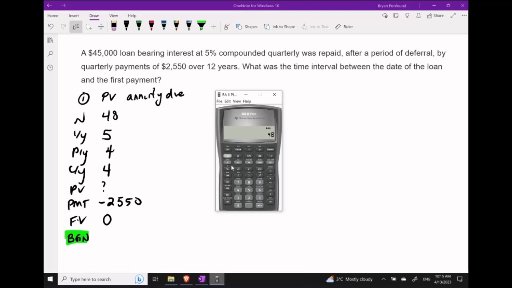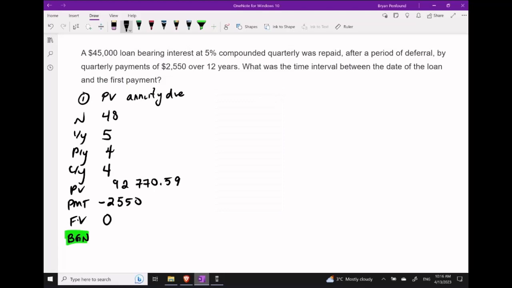Let's begin with our value for N, and then moving over, we're going to program in our interest rate and head into the submenu to ensure that both of our PY and CY are equal to 4. Next, we're going to input our equal-sized payments as well as 0 for our future value, and then we should be able to now compute the principal amount of this particular annuity. So the principal amount of this annuity comes out to be $92,770.59.